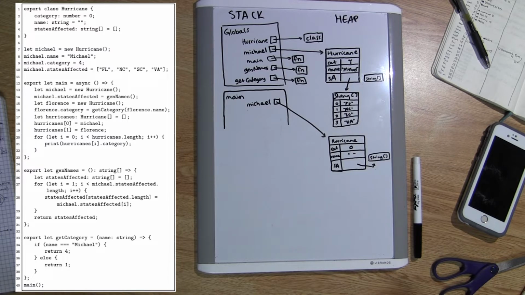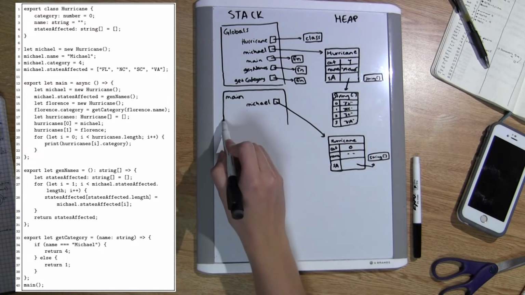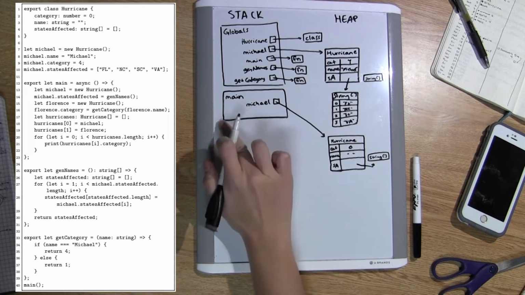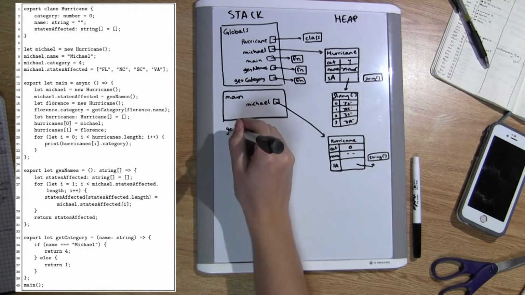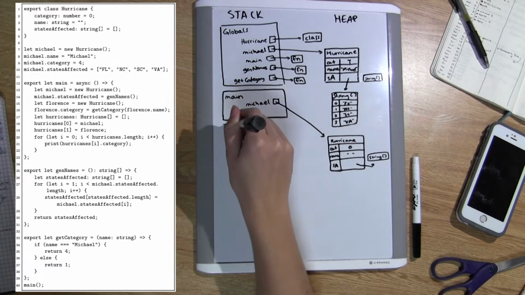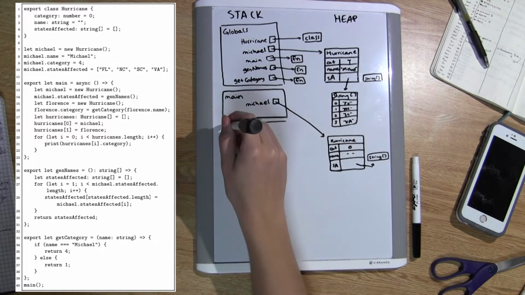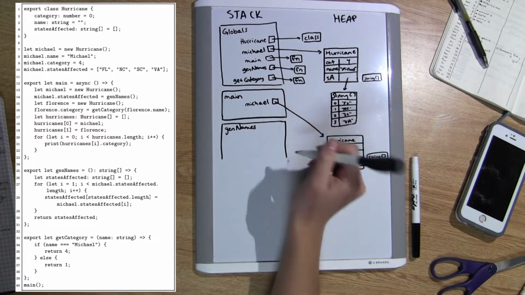On the next line of our program, we see that we're going to be assigning a new value to the states affected property of this Michael variable. And we're doing this by giving it whatever call to genNames returns. So we're going to need a new frame on our stack that's the genNames frame. Every time you call a new function, you need a new frame on the stack. This sort of lets you know where you currently are in your program and how your variables are scoped.